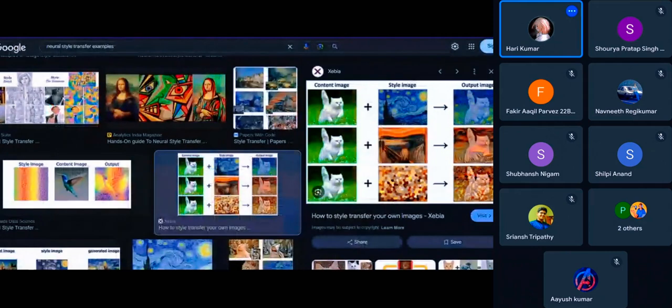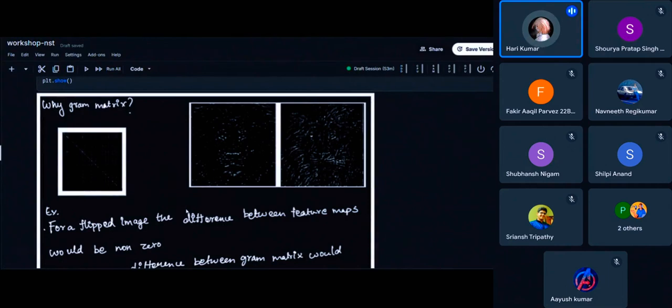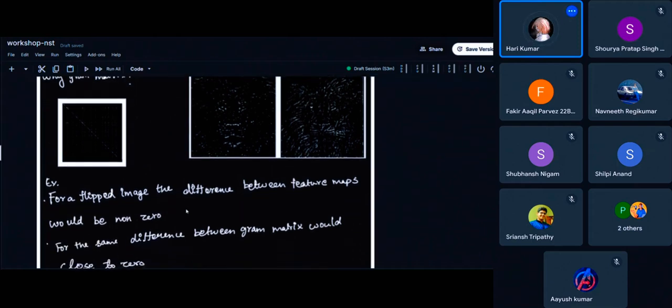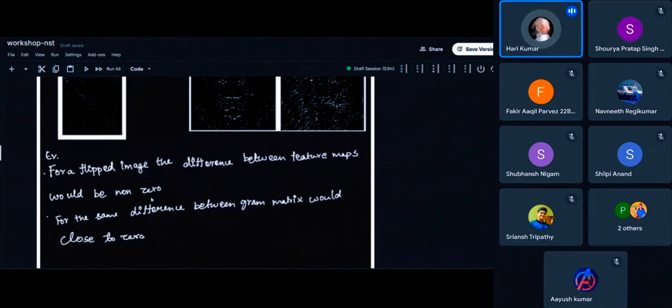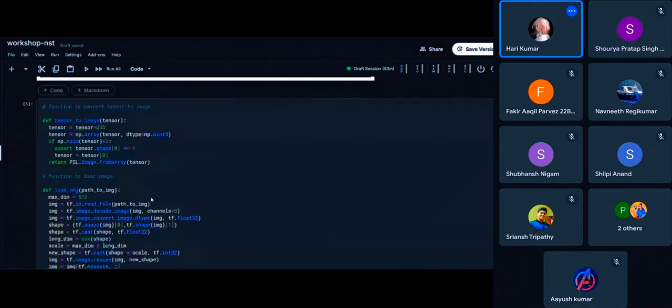The reason for that is, let us consider these two images. One is actually the flipped image of the other one. So the content features change because the outline of the image differs between the two, but the style feature remains the same. So what we want is a representation of the image which is irrespective of the positions. And that's what the gram matrix exactly does. For the flipped image, the difference between feature maps would be non-zero, but for the same, the difference between gram matrices would be very close to zero. So that's why we use the gram matrix for style representation.